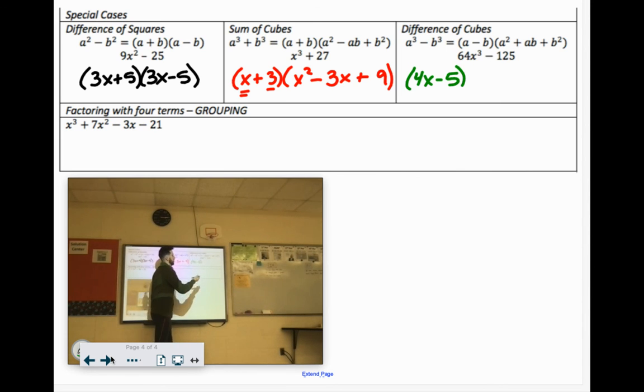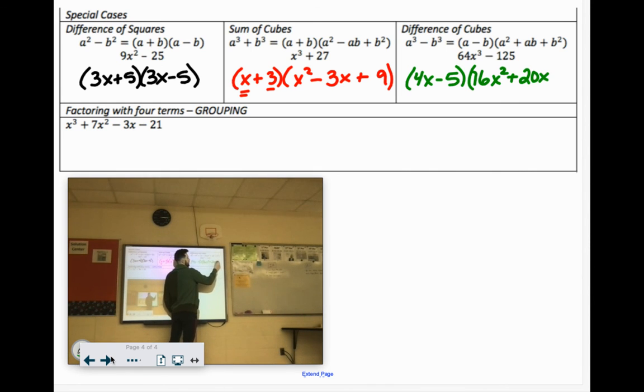Keep the sign the first time. You square the first term. 4x times 4x is 16x squared. Change the sign. Multiply them together. 4x times 5 is 20x. Plus, square the last term. 5 times 5 is 25.